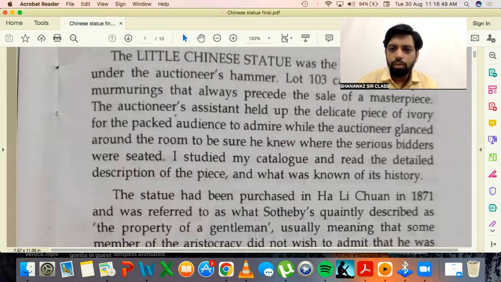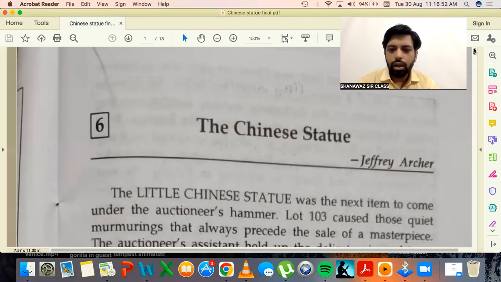सो दिस ऑक्शन हाउस में जो ये सामान बिक रहा था, उसका एक आइटम होता है, और इस आइटम का मतलब चाइनीज स्टैचू का आइटम नंबर था 103. So when it came into the auction house, there was a lot of quiet murmuring. सब लोग ऐसे बात करने लगे. You know, this always precedes the sale of a masterpiece.